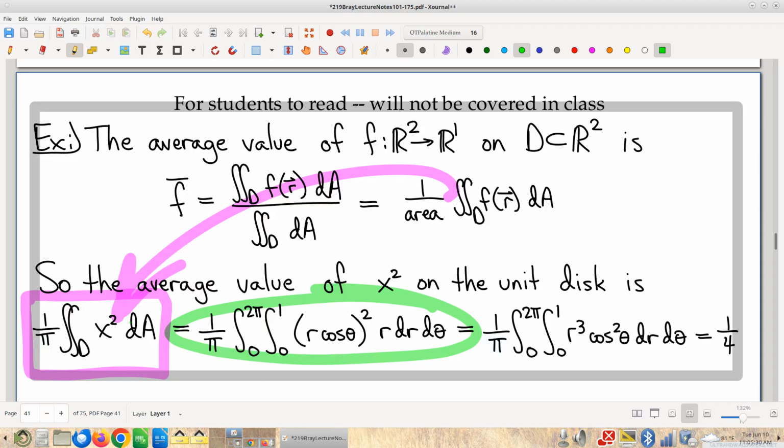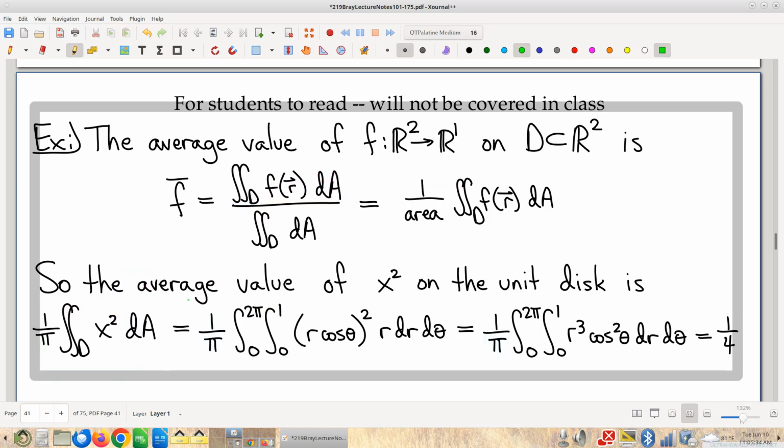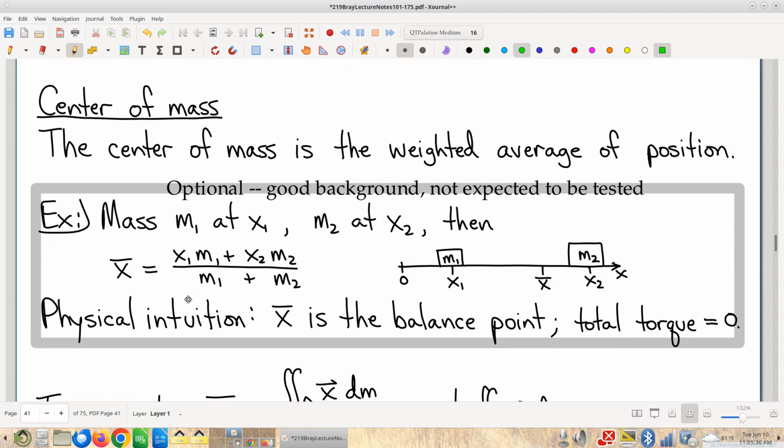I think you'll agree very quickly. All right. Okay, so anyway. Next related idea is the idea of center of mass.